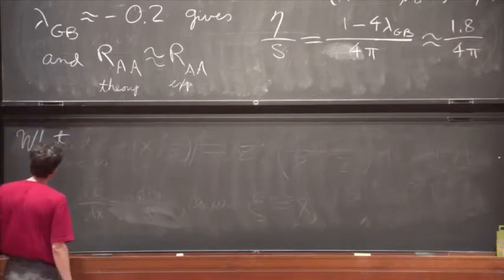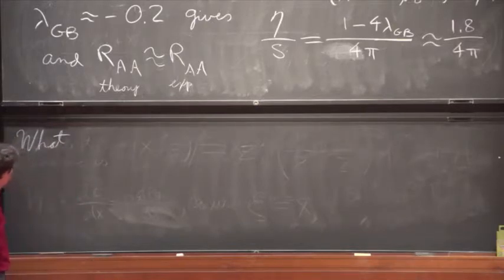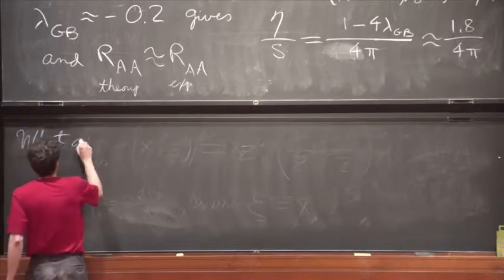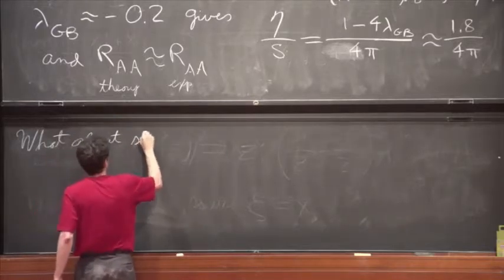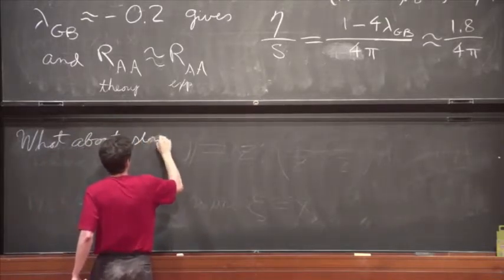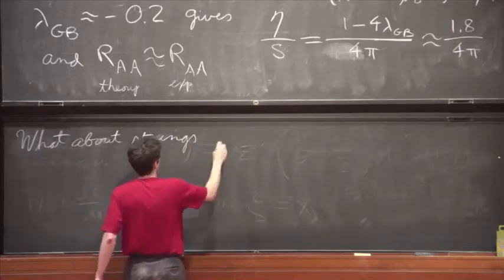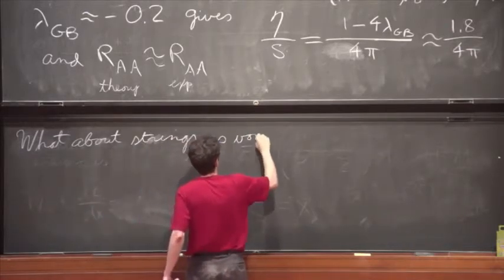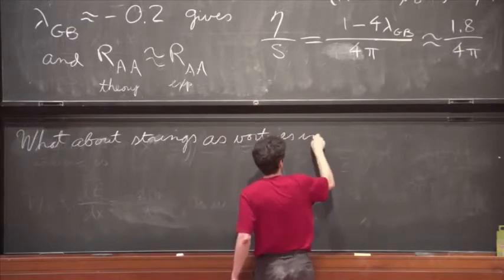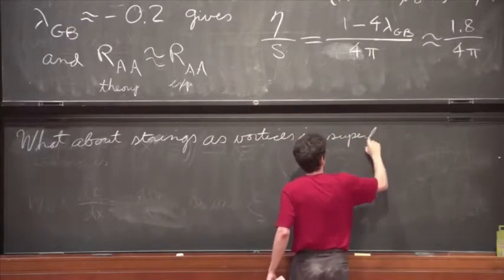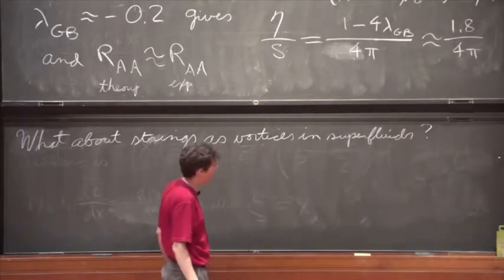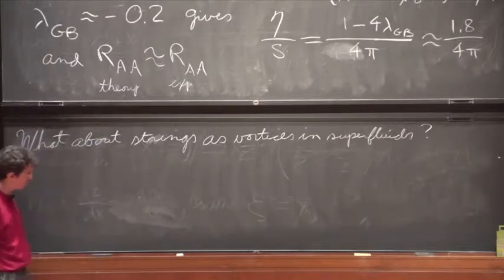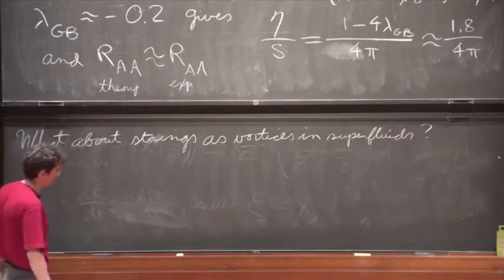Well, I am certainly far from the first person to suggest another alternative, namely, what about strings as vortices in superfluids? This idea has been kicking around, I think, as long as I've been alive, because Nielsen talked about it. Lund and Regge talked about it in 1976, notably.